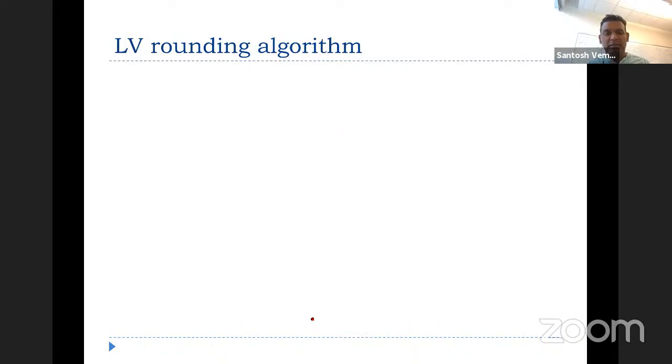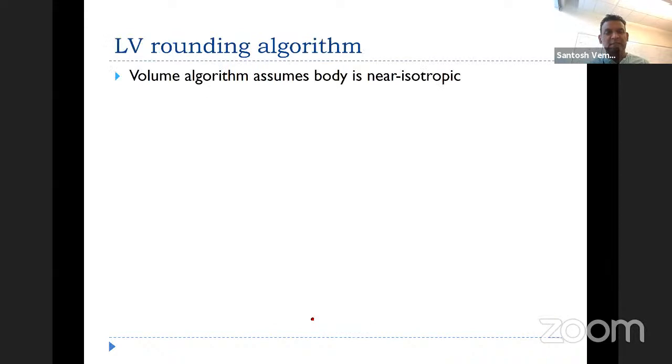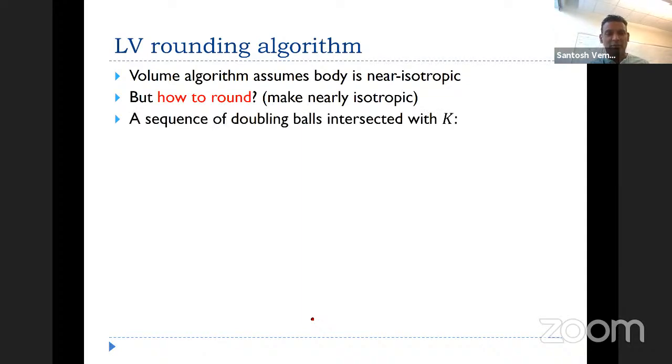Now there's an important component that I haven't talked about in both of these, which is that these algorithms assume that the body that you start with is nearly isotropic, meaning its covariance is almost identity. So there's a question here: how do we round? How do we make the body nearly isotropic?